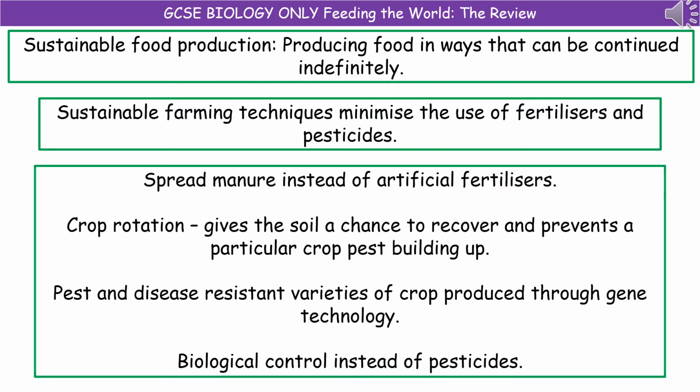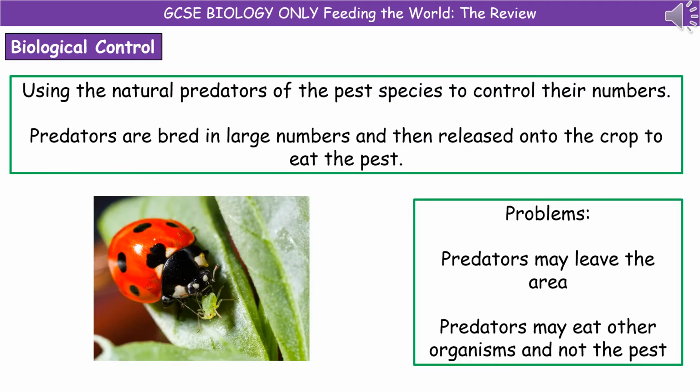Sustainable farming techniques are going to be minimising the use of fertilisers and pesticides, and the way they do that is by using manure instead of artificial fertilisers. We'll use crop rotation to give the soil a chance to recover and prevent crop pest build-up. We'll also use pest and disease resistant varieties of crop which we've produced through gene technology, and we'll use biological control instead of pesticides. When we're talking about biological control, this is where we use natural predators of the pest species to control their numbers.